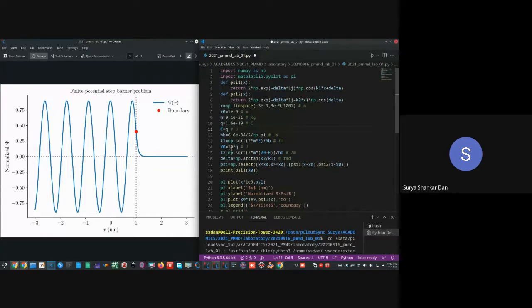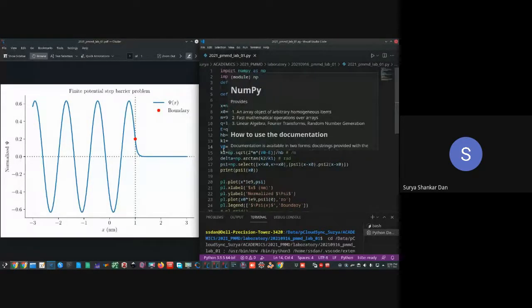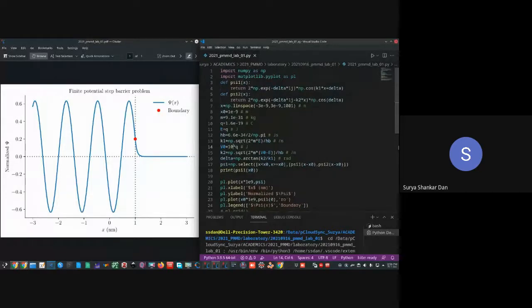Now let us see the influence of the barrier height. This is the original where we started. Now the energy of the particle is again just 1 into q, the electronic charge, that is 1 electron volt. Remember, q joules means 1 electron volt, and the barrier height we have chosen is 10 electron volts. Instead of that, let's make it 11 or 20.